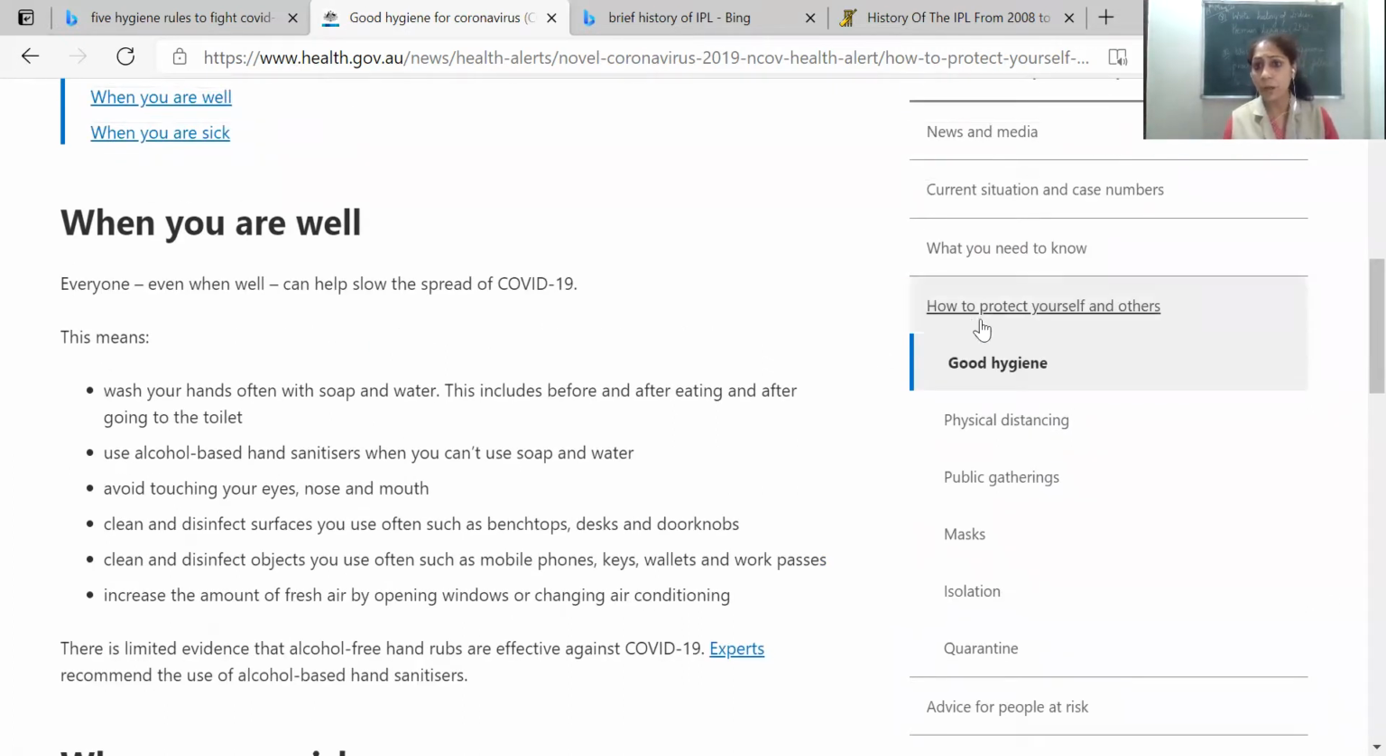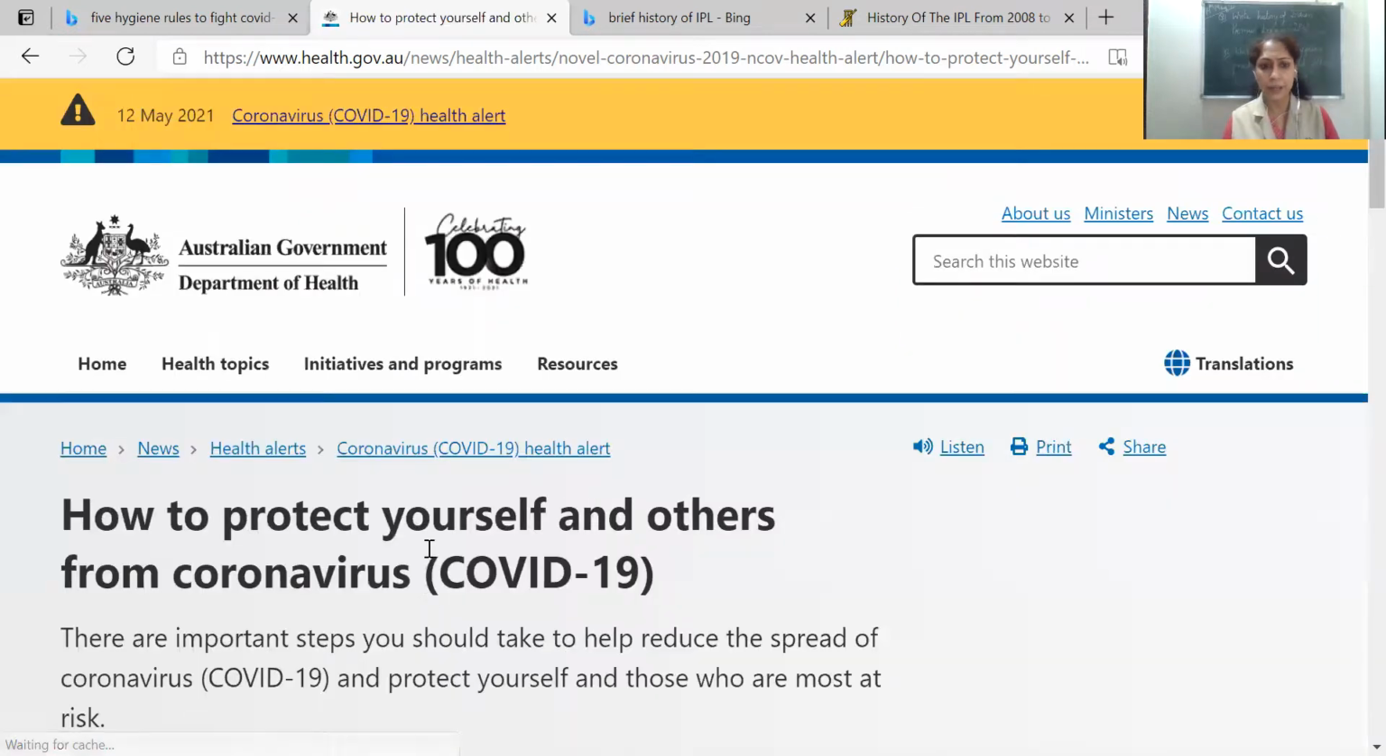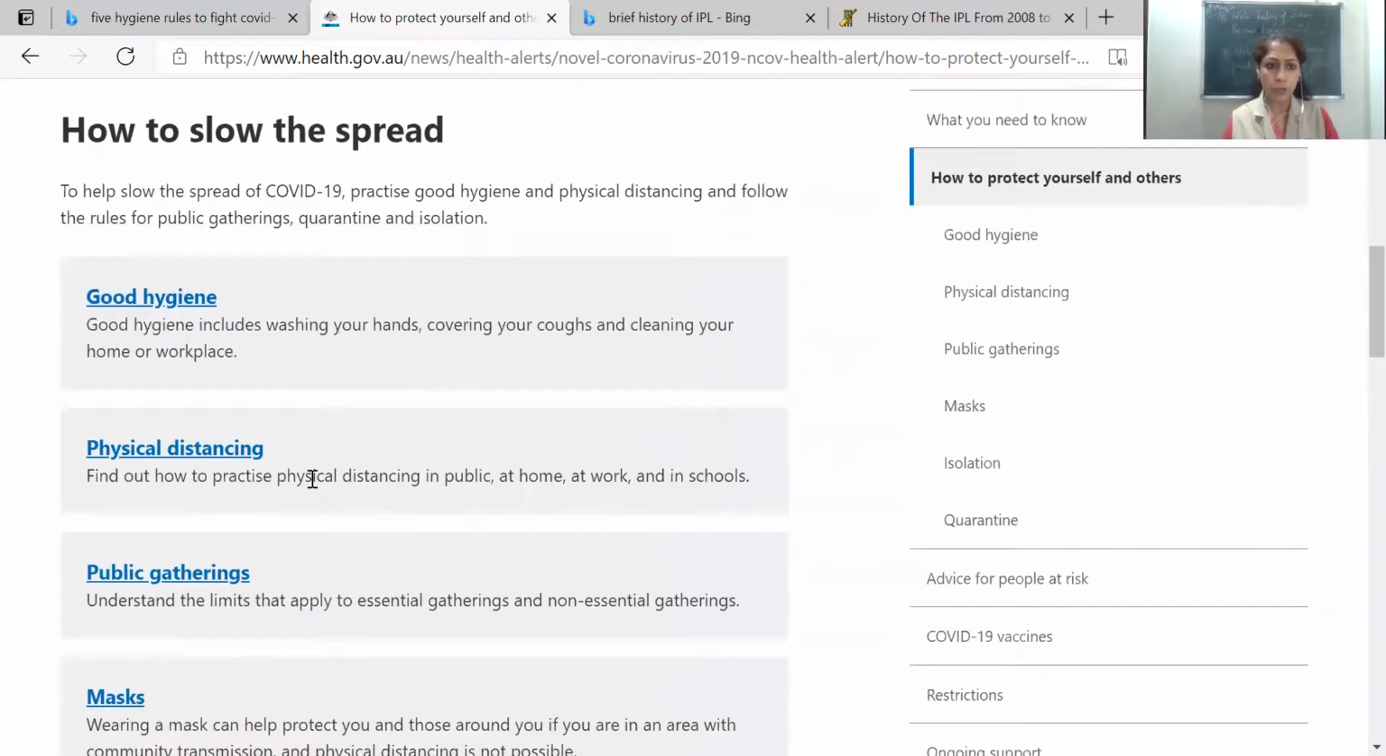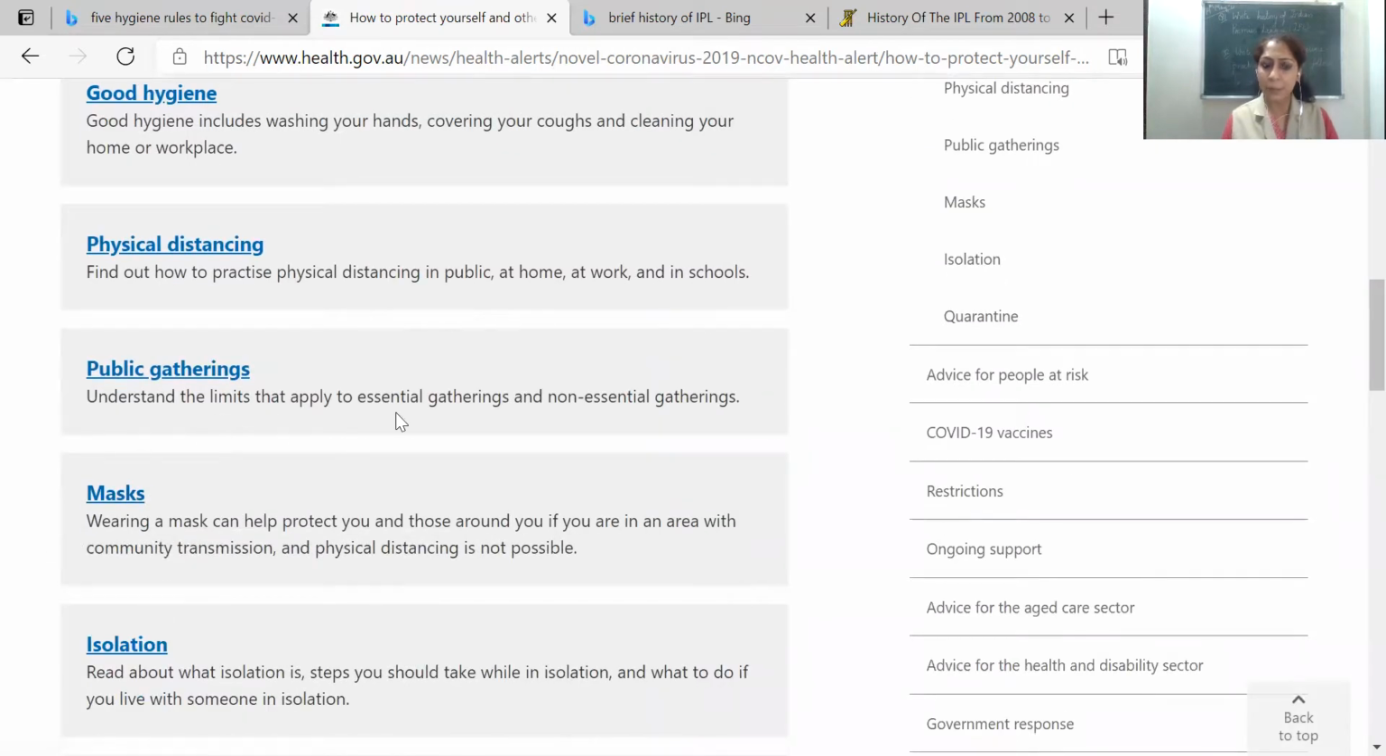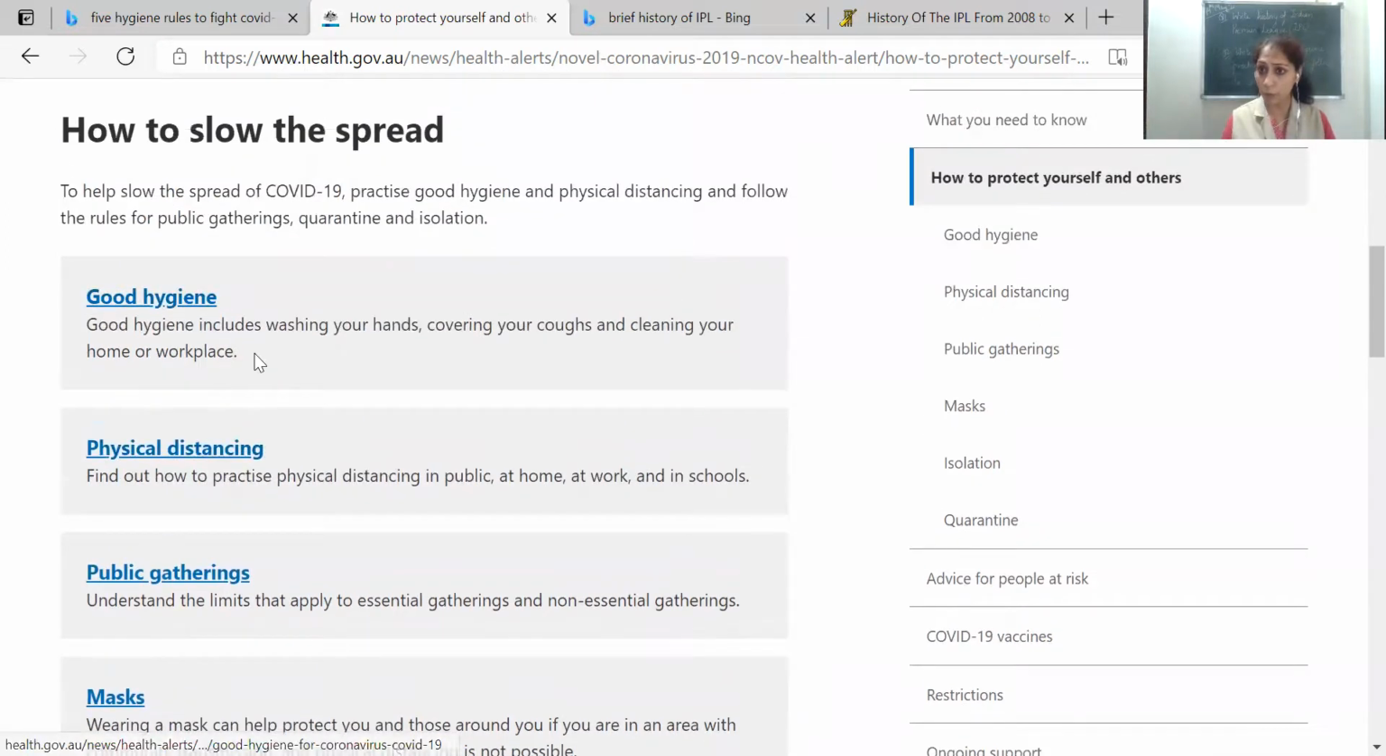Okay. Here it is, how to protect yourself and others. Let us see how to slow the spread: good hygiene, physical distancing, public gathering, mask. Understand the limits that apply to essential gatherings and non-essential gatherings. At some party, at some marriage party, don't go. Gatherings should not be encouraged at any place, because that is the main cause of the spread of COVID. Physical distancing has to be maintained at a distance of 1.5 meters. Good hygiene practice has to be maintained.